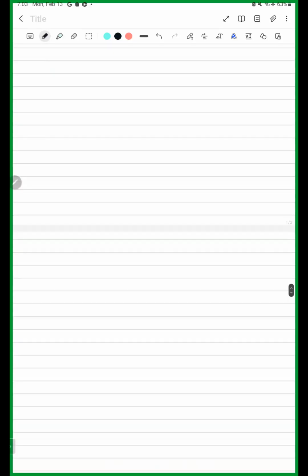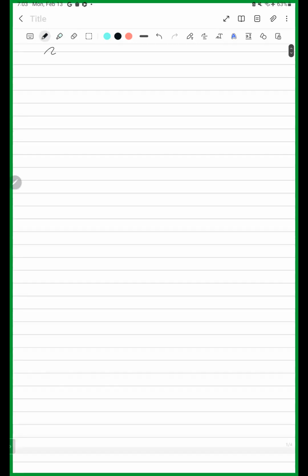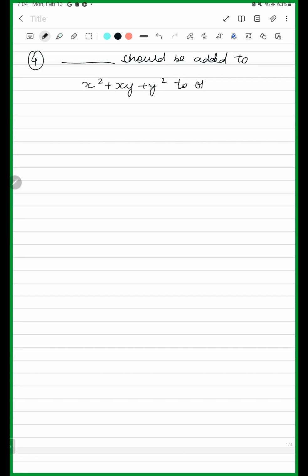What should be added to x squared plus xy plus y squared to obtain 2x squared plus 3xy? Okay. What should be added to, or you can say dash should be added to x squared plus xy plus y squared to obtain this. So what's your doubt in this, Hiba? Like I tried doing it, but I can't get the answer.